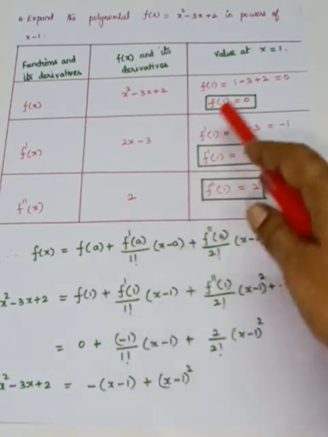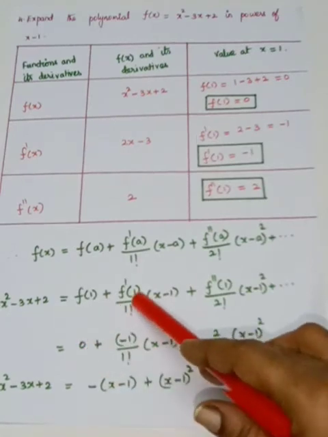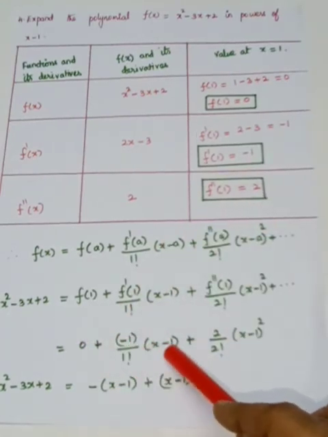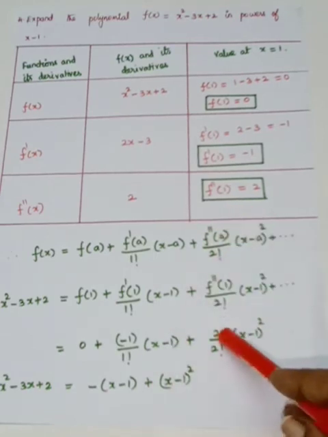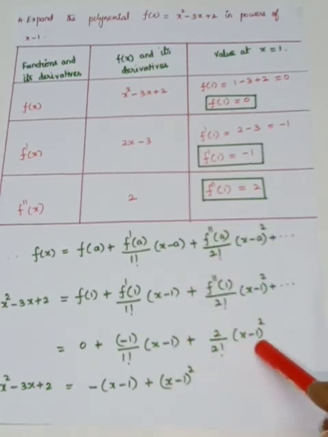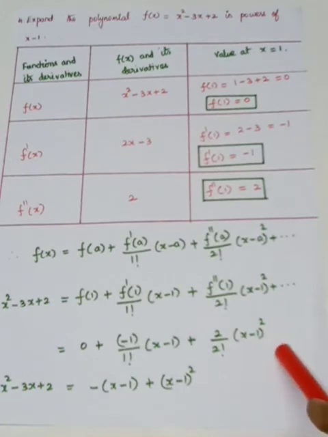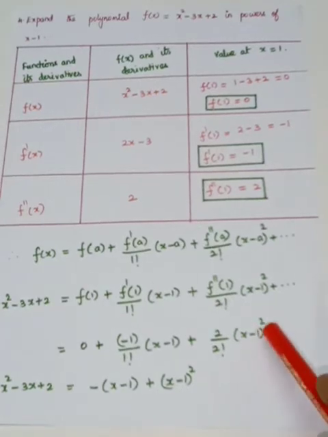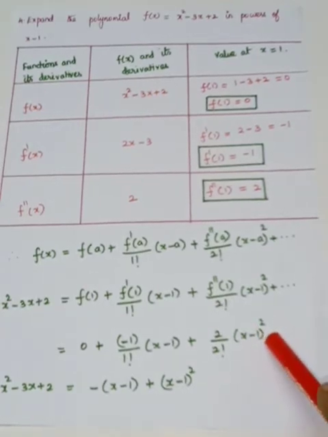And f of 1 is what? It is 0. f dash of 1 is minus 1 by 1 factorial into x minus 1. f double dash of 1 is 2 divided by 2 factorial into x minus 1 the whole square. Here I didn't write etc. because the remaining derivatives will become 0. So the expansion is completed here. So this is the important step. In the earlier expansions we wrote plus etc., but here the expansion is completed, so you should not write etc.